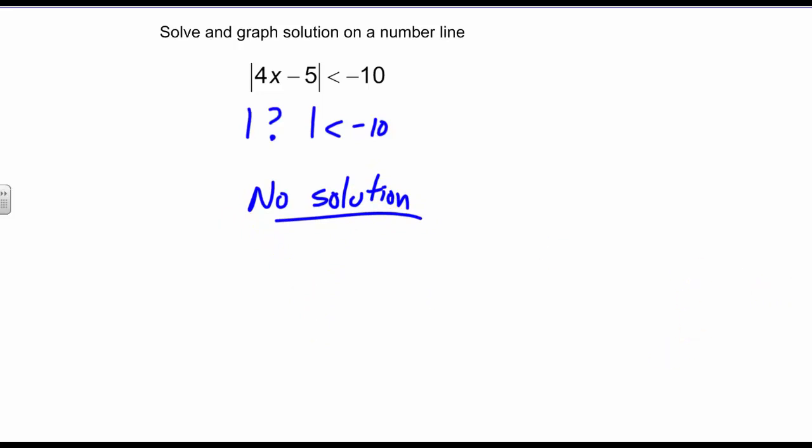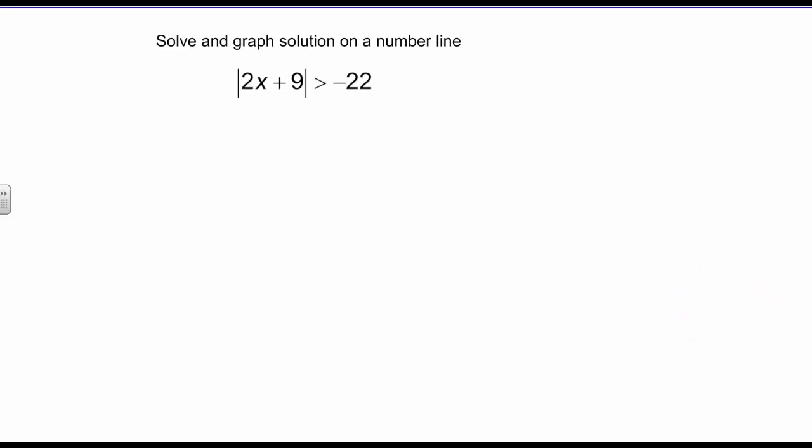Likewise, if I look at a problem like this, where there is an absolute value of something greater than a negative number, well, in this case, an absolute value of a value is always going to be positive, and a positive is always going to be greater than a negative. So this is an all real numbers solution. So those are two special case problems.